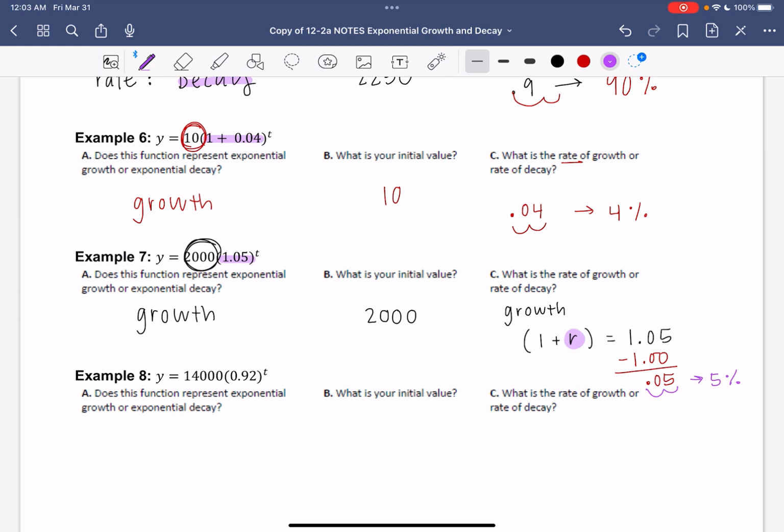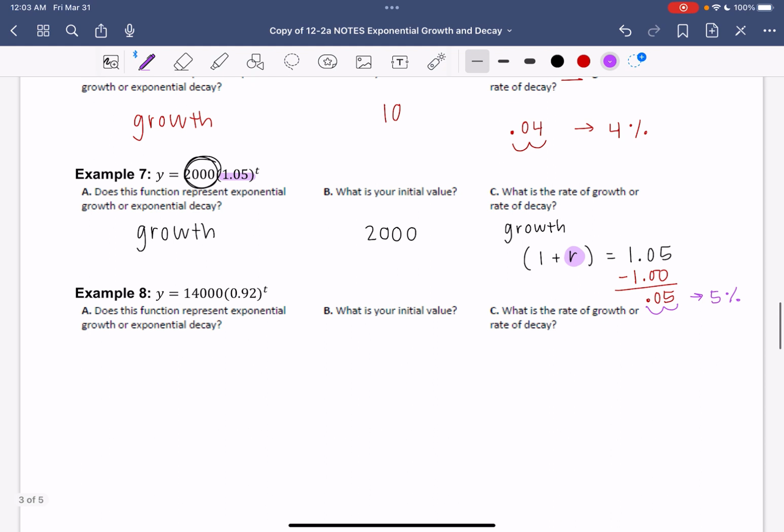All right, last but not least. Right here we have, does this function represent an exponential growth or an exponential decay? So again, you're looking inside the parentheses. Because that parentheses number is between 0 and 1, this is going to be a decay. That means it's going to decrease. It's going to look like this. Your initial value, again, is in front of the parentheses. And then what is the rate of growth or rate of decay?